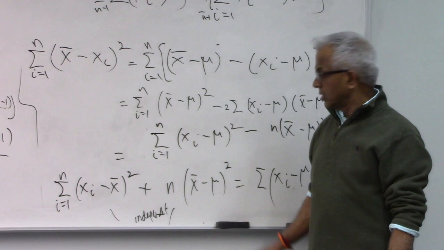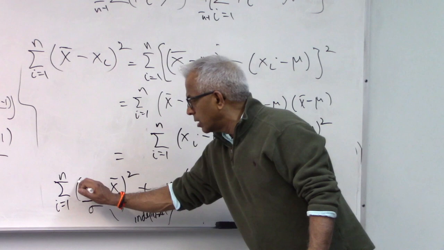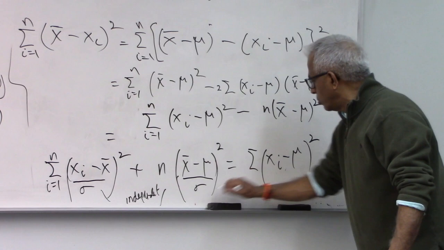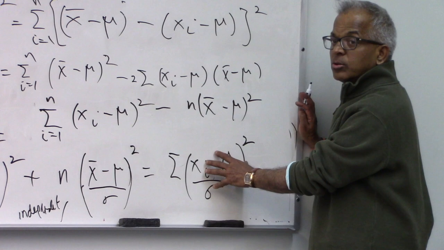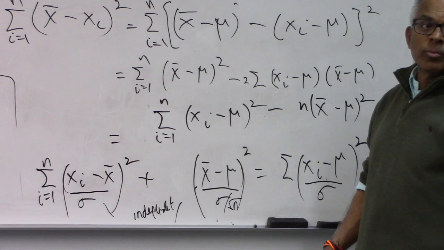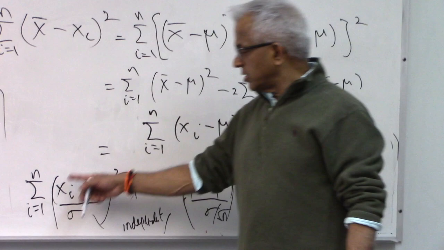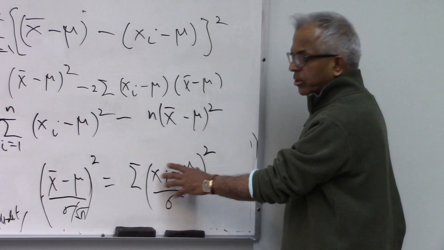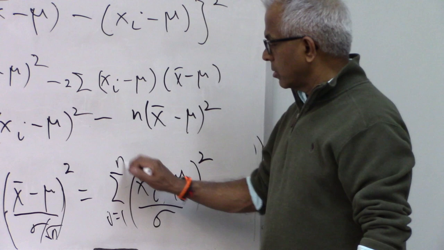Now, I'm going to divide by sigma, and sigma squared, throughout. There is no harm because I'm dividing on both sides. And then you can see each of these is Gaussian with zero mean and unit variance. This one, I'm going to bring this n here, sigma over square root of n, so this is Gaussian with zero mean and unit variance. But now if you take the characteristic function, you can clearly see this is Gaussian with zero mean and unit variance. So squaring gives chi squared with n degrees of freedom. So this is chi squared with n degrees of freedom. This is chi squared with 1 degree of freedom.